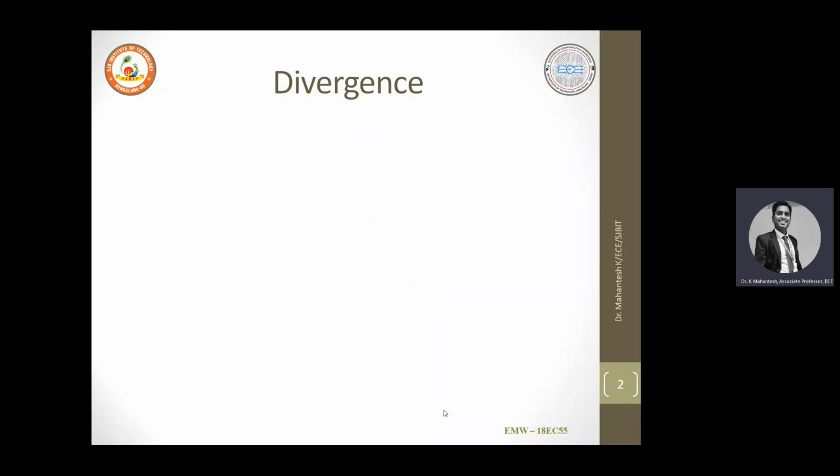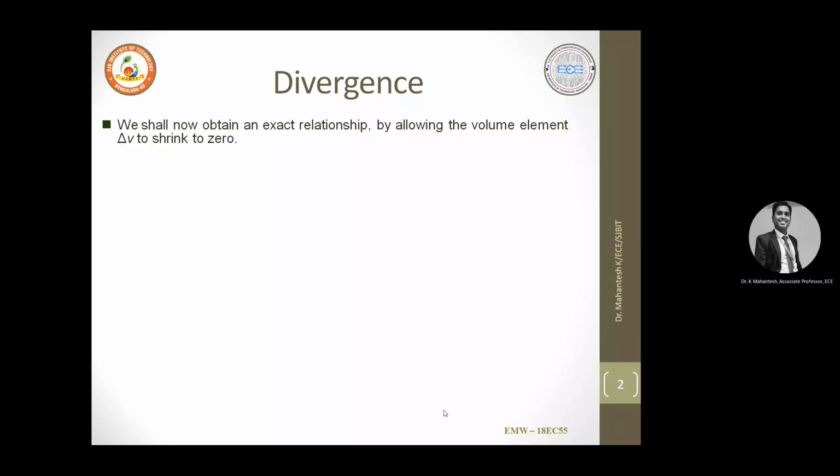In this video, we are going to learn about the concept of divergence, which is a continuation of the previous video topic, distribution of charges in a uniform volume. We shall now obtain an exact relationship by allowing the volume element delta V to shrink to zero, in order to obtain the constant charge distribution or density.